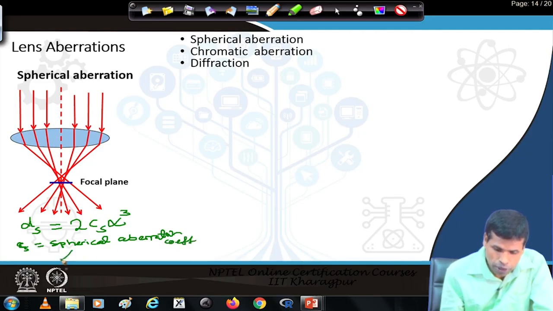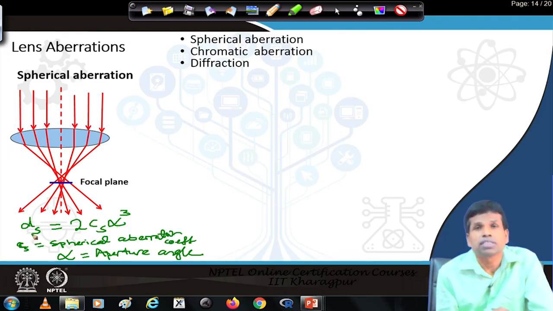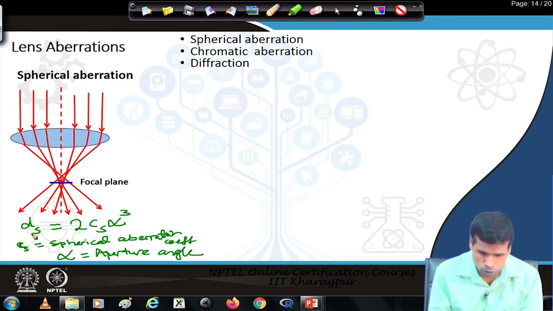And alpha is the angle of aperture. Now, if alpha is more, then there will be more spherical aberration. In the resolution formula, if alpha is more, then we will have a better resolution, a smaller d minimum value. But here spherical aberration is going to be more if you increase the aperture angle to the maximum.